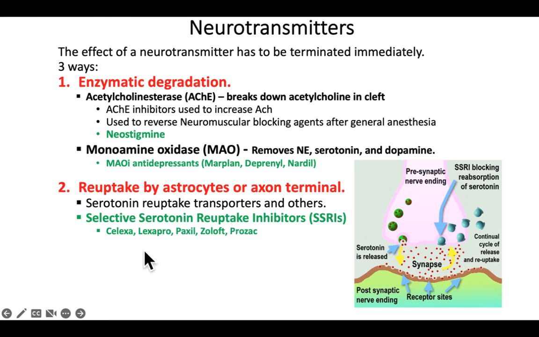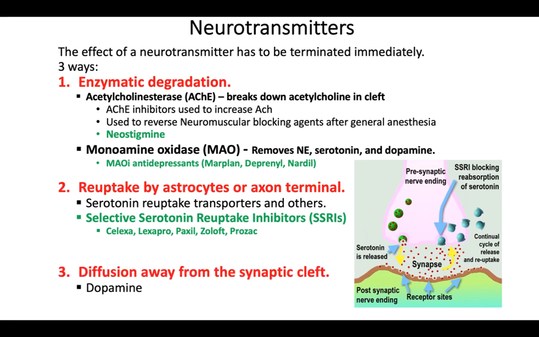These you've probably heard of. Zoloft, Prozac, Lexapro, Celexa. What these do is they block this little reuptake transporter. So instead of reuptaking the serotonin, it gets left in the synapse. All right, and serotonin can improve mood if you can raise the levels of serotonin. And then some neurotransmitters just diffuse away. So this slide talks about the three ways neurotransmitters basically get removed from the synapse.